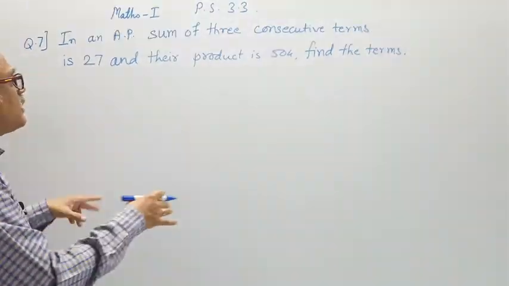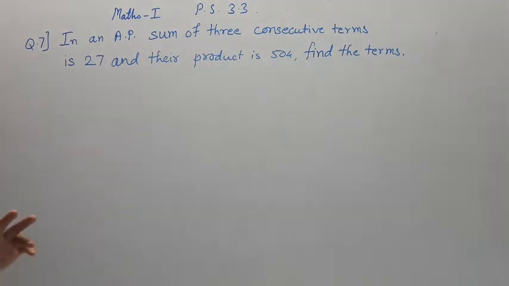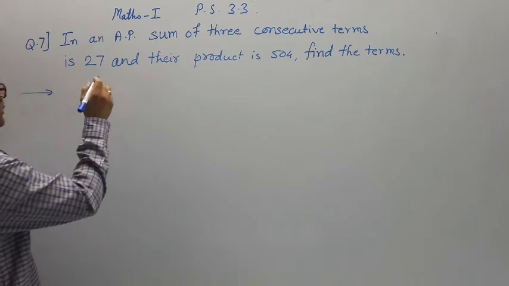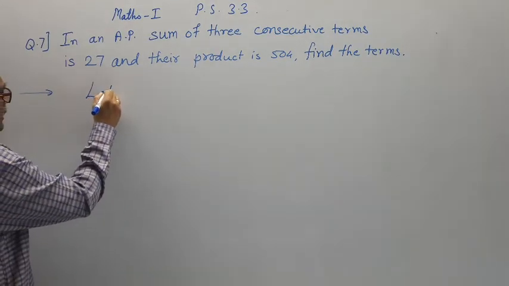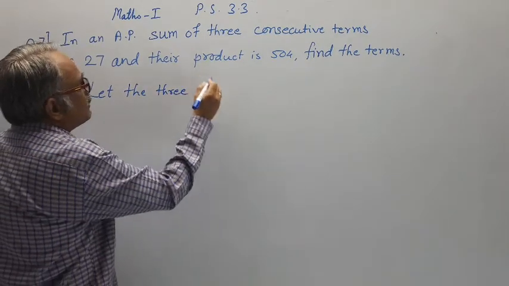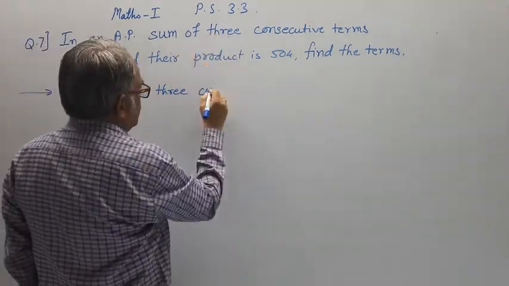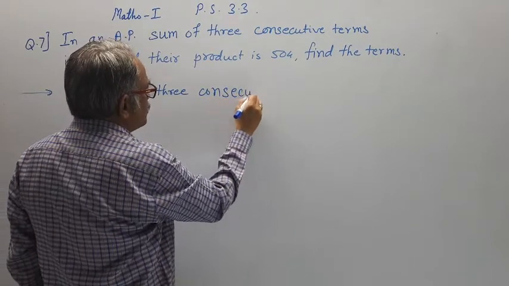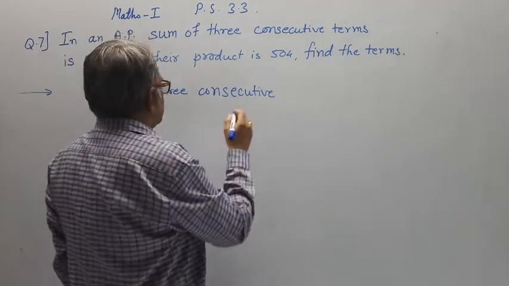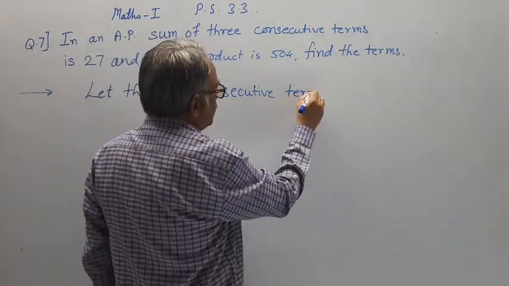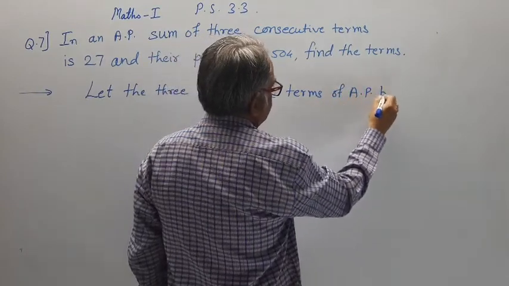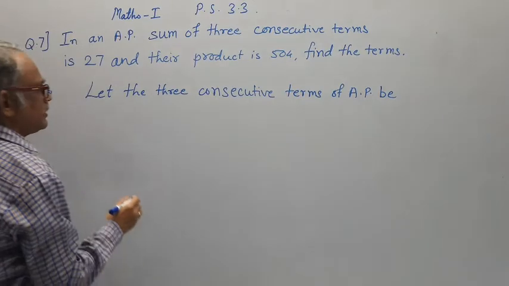About that we'll write the note after this exercise. Presently there are 3 terms, so I am assuming them like this; the hint is also given in the textbook. Let the 3 consecutive terms of the AP be as follows. Consecutive means which come one after another.